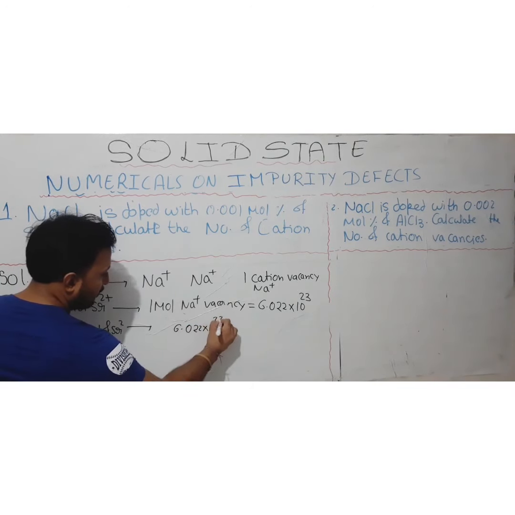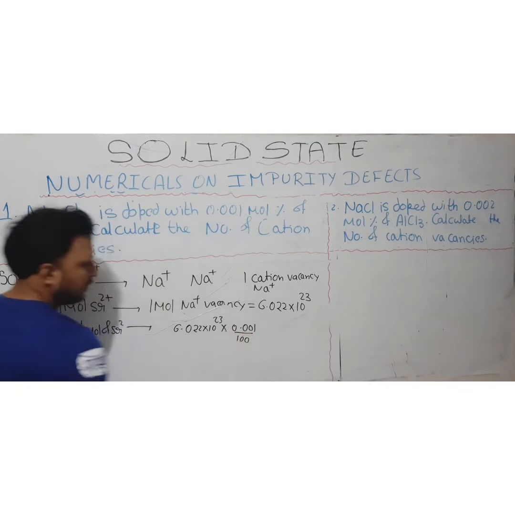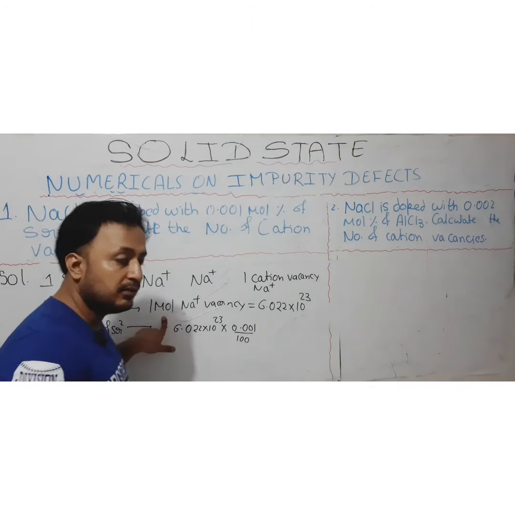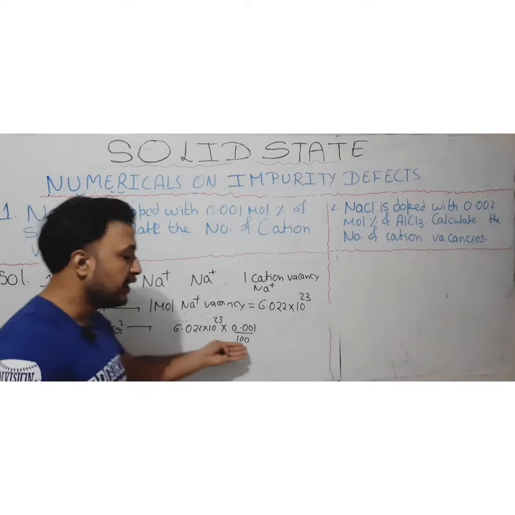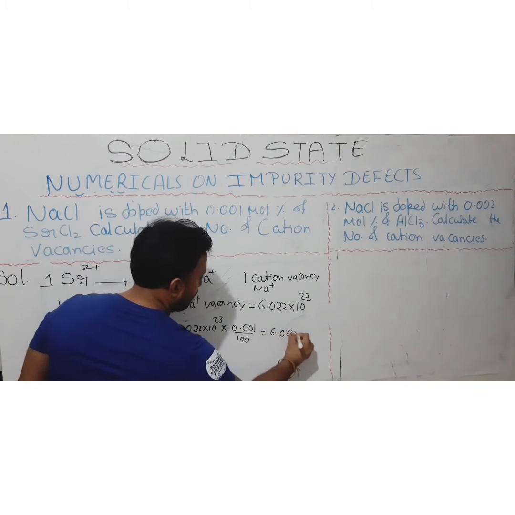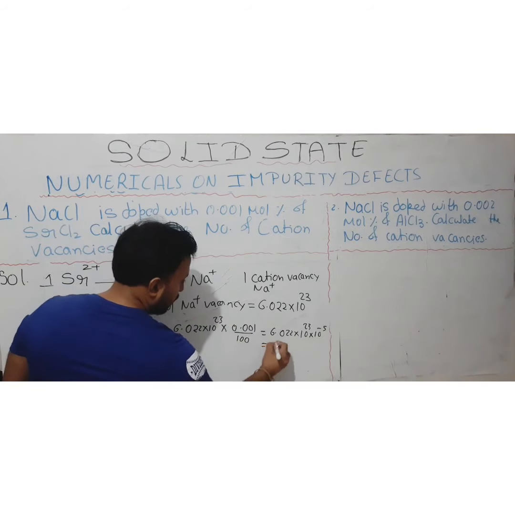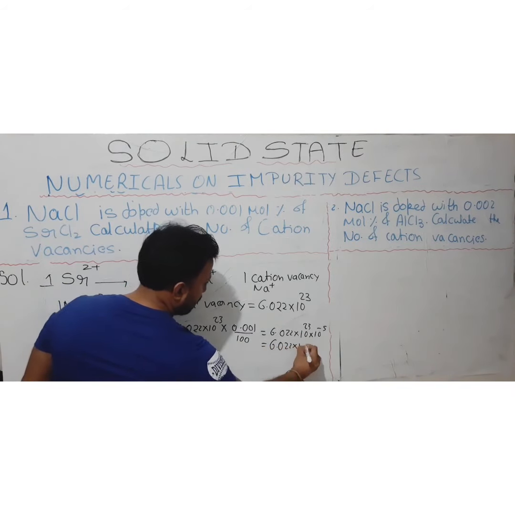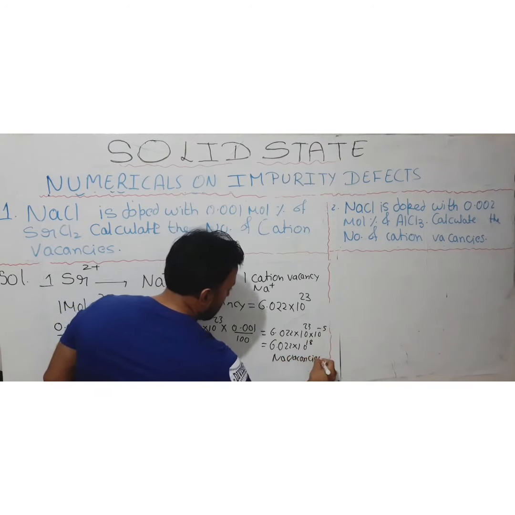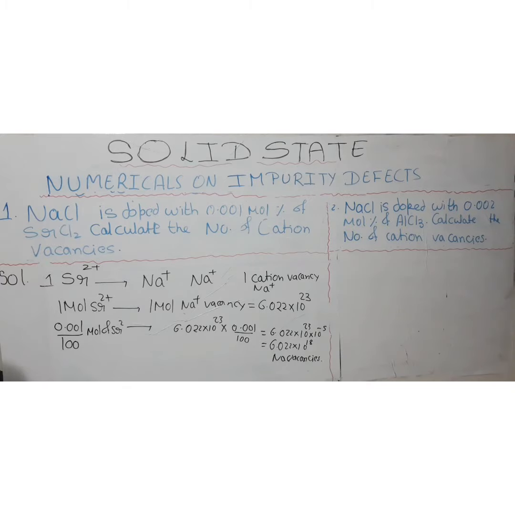6.022 into 10 raised to power 23, multiplied by this value, that is 0.001 divided by 100. Okay, it's like 1 apple costs 20 rupees. So what is the cost of 5 apples? It's going to be the multiple of that. Simple. Then you can change it as 6.022 into 10 raised to power 23 multiplied by 10 raised to power minus 5, because when you convert it, it will be coming like that. So the final answer is 6.022 into 10 raised to power 18. So this much Na vacancies are going to be created when this much mole percentage of the strontium ion is introduced.